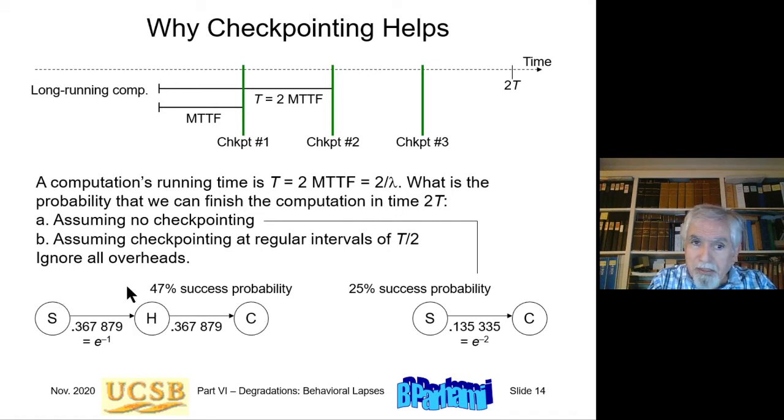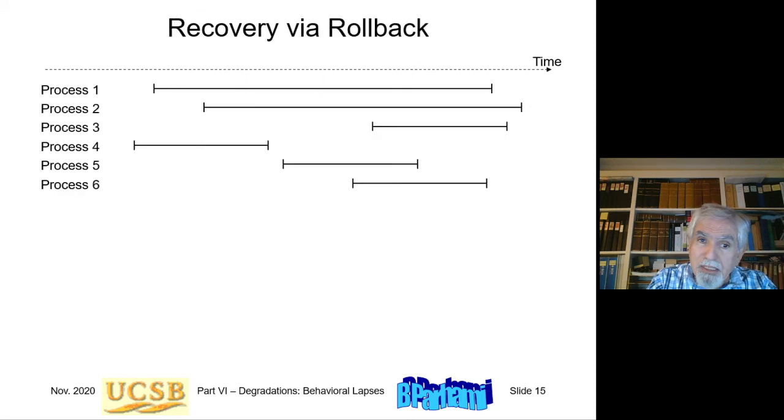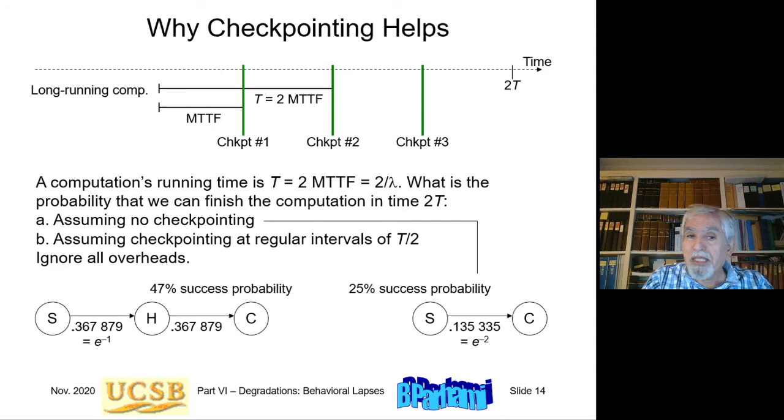Fail, complete, fail, complete. So I have to enumerate all the cases that allow me to complete this task within the 2t time limit. So this is t over 2, this is t over 2. So I can afford to fail twice. So maybe once here, or twice here, or twice here. Okay, so I enumerate all of those. And the probability of all those successful cases add up to 47%. So I almost doubled the success probability by inserting these checkpoints.